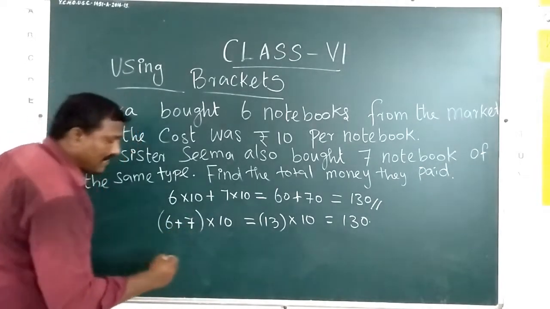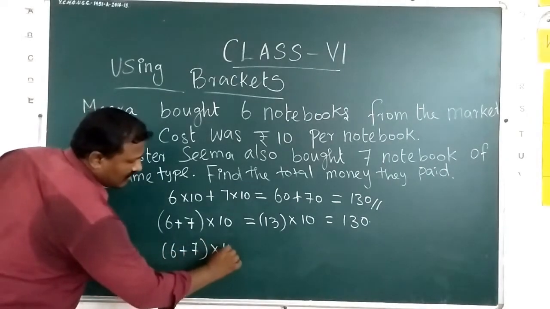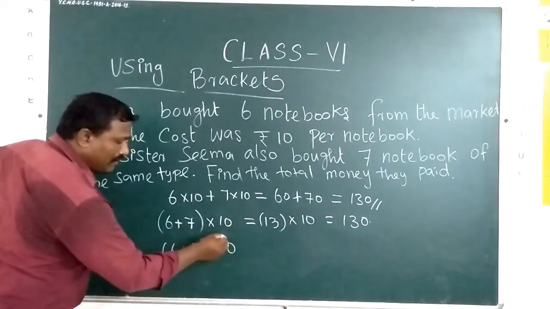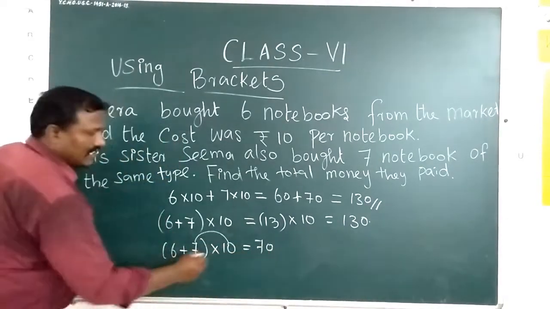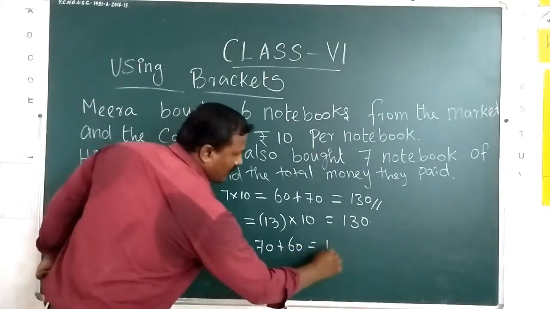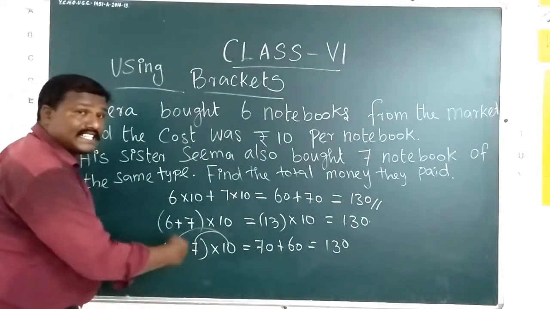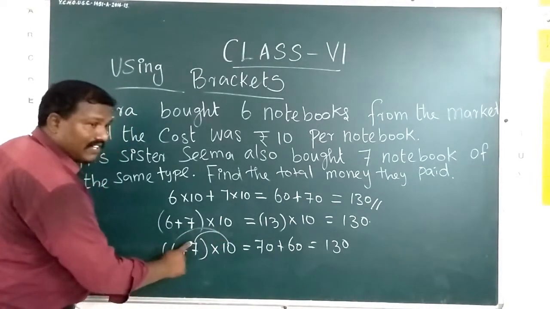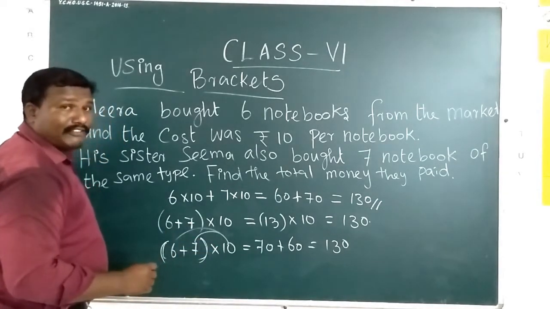Or else we can do another type like this. 6 plus 7, no? This is a mathematical expression because we are using brackets, no? First we multiply 10 into 7, 70, plus 10 into 6, 60. 130. So we can do it any way, but the bracket is necessary. We have to multiply both numbers inside the bracket, no? So brackets are very important when we are doing calculation. Okay.